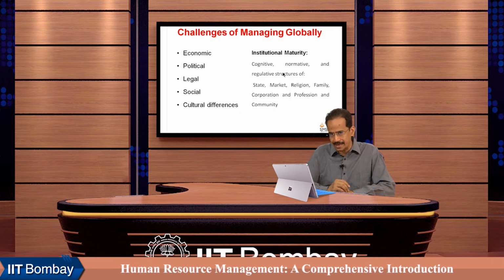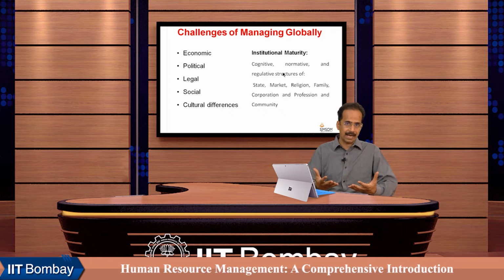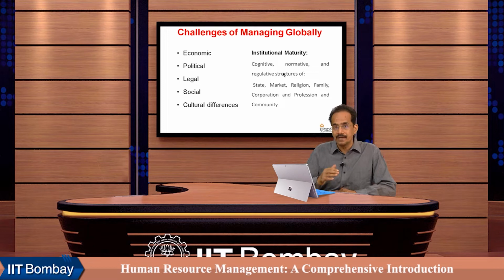So, by definition, as Scott, the famous organizational sociologist, has given, institutions are those which have cognitive, meaning we can make sense of them, normative, meaning which have certain acceptable norms about what should be done and what should not be done, and regulative structures. So, state, market, family, religion, corporation, profession and community, these are the recognized institutions in the institutional theory.